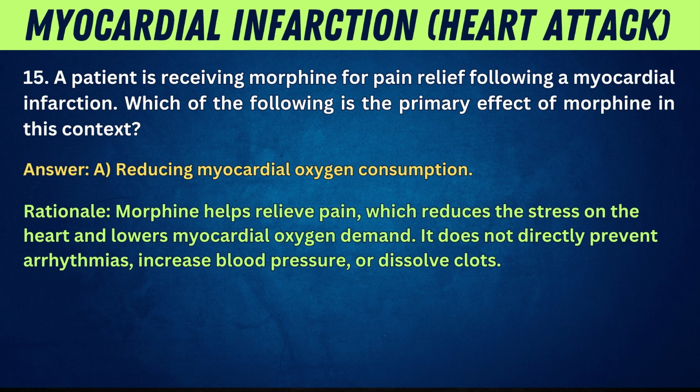Rationale: morphine helps relieve pain, which reduces the stress on the heart and lowers myocardial oxygen demand. It does not directly prevent arrhythmias, increase blood pressure, or dissolve clots.